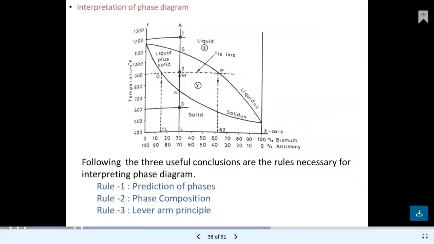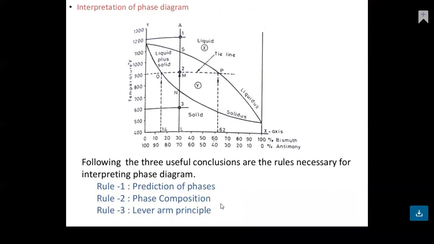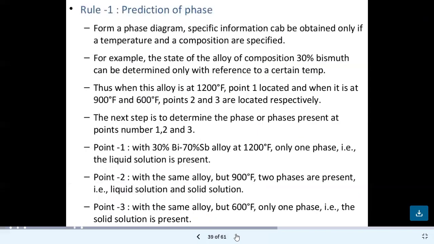Then, the interpretation of phase diagrams. Here we have temperature versus time. Again this is the liquidus, this is the solidus, this region is completely liquid, this is completely solid, and this is the bismuth-antimony system. The following three useful conclusions are the rules necessary for interpreting phase diagrams. The first rule is prediction of phases, where we predict the phases. The second rule is phase composition, where we get the phase composition, and the third rule is the lever arm principle.